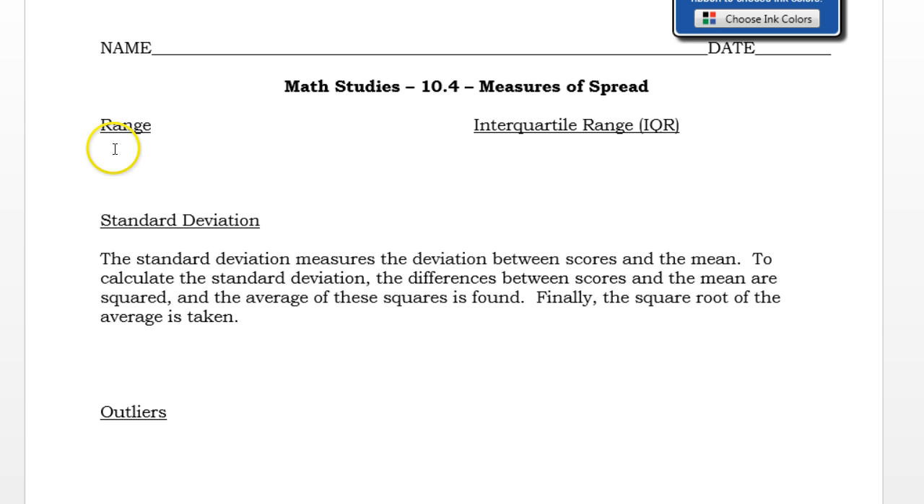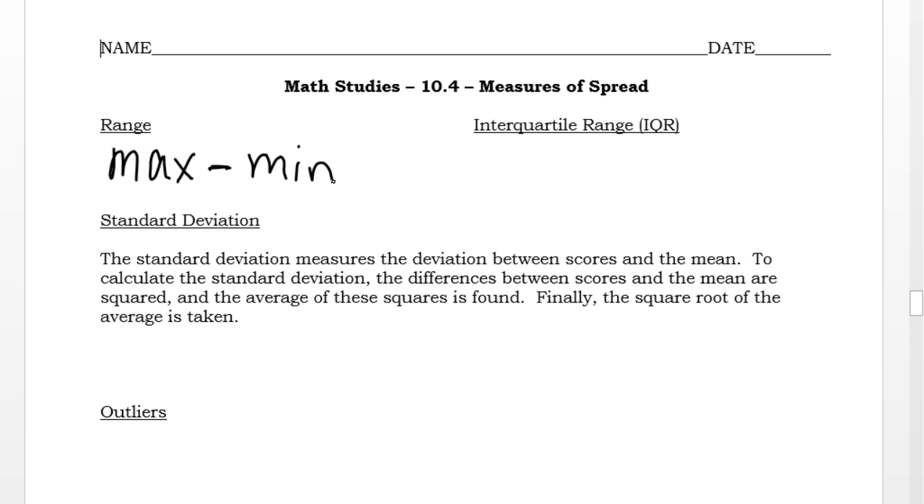The range is the maximum value of the data set minus the minimum value of the data set. The interquartile range is the third quartile, or the upper quartile, minus the first, or lower, quartile. The standard deviation is kind of complicated.